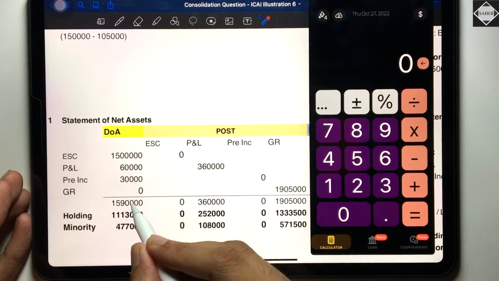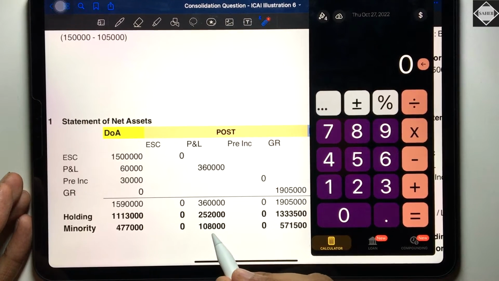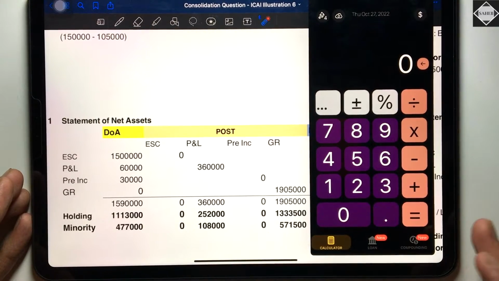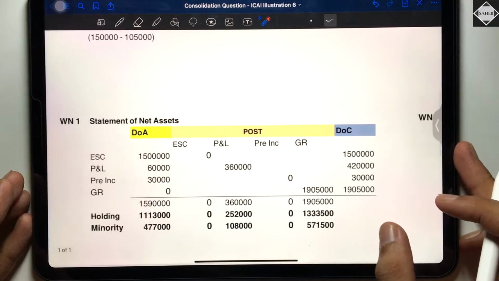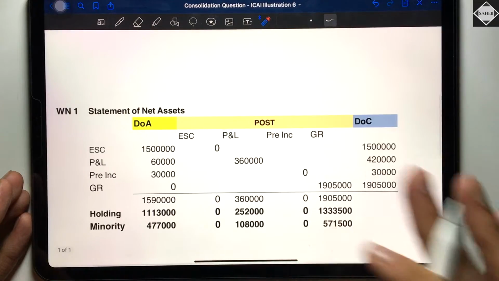Then you have the minority stake, 30% of everything, or you can just deduct: 15,90,000 minus this, you will get 4,77,000. 3,60,000 minus this, you will get 1,08,000. 19,05,000 minus this, you will get 5,71,500. Just take it as a balancing figure. You don't need to go on calculating with the percentages. Is it clear? Simple and straightforward. So you understood how you have to prepare the statement of net assets in this case.